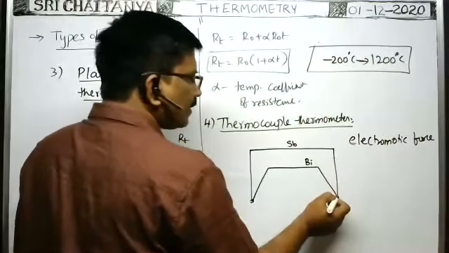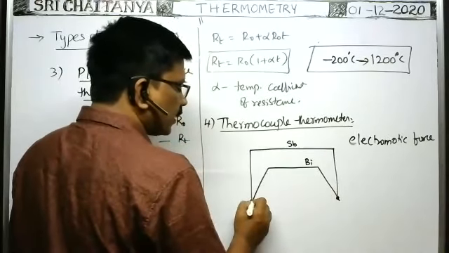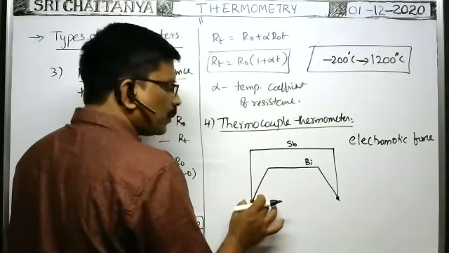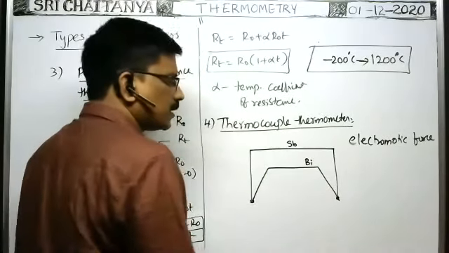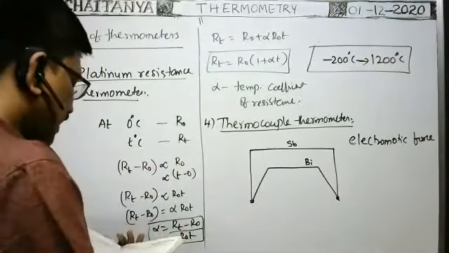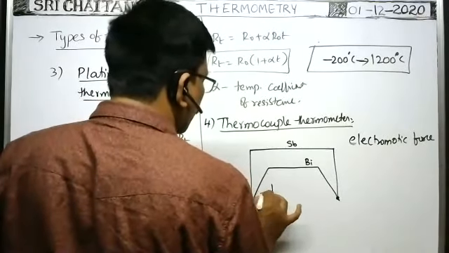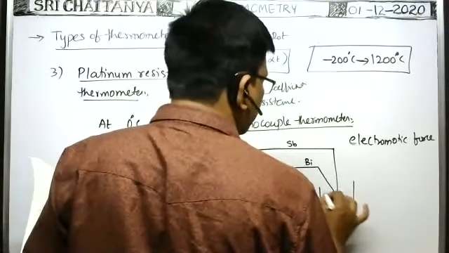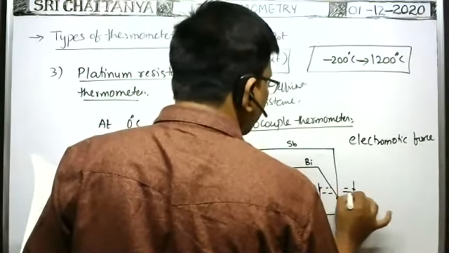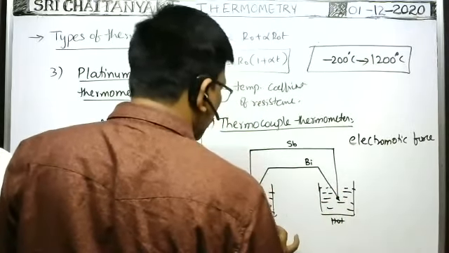Okay. Similarly, at this junction also EMF is developed. As the two junctions are at the same temperature, the same EMF is developed here and here, so that there is no difference in the EMFs at the two junctions. But one junction is kept submerged in cold water, and another junction is kept submerged in hot water. That means, in order to maintain the temperature difference, here it is hot and here it is cold.